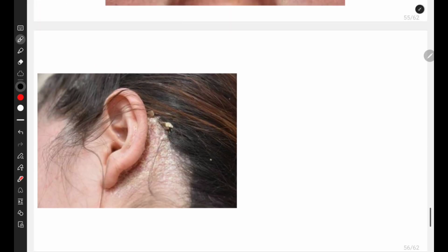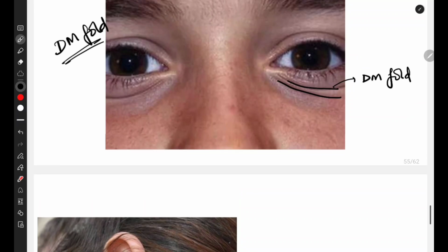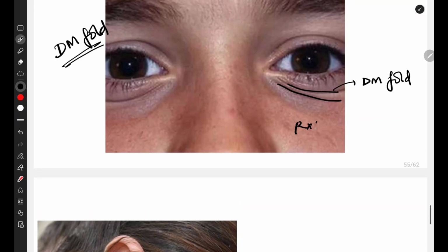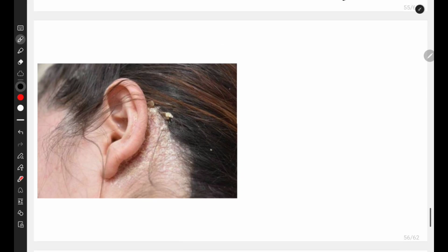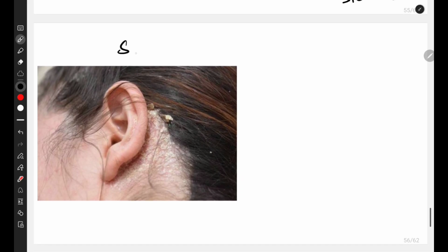Then coming to the treatment for atopic dermatitis: moisturizers for dry areas, then antihistamines. If it is severe, then we'll go for steroids. The next one is seborrheic dermatitis.